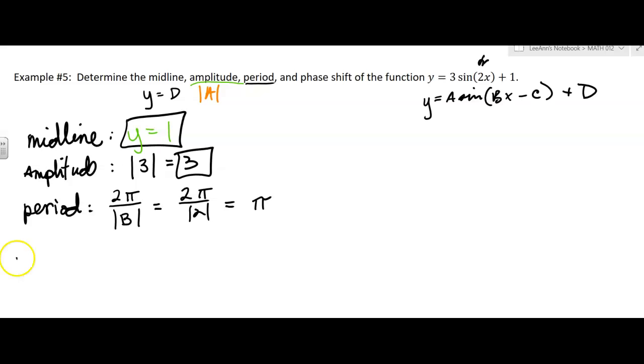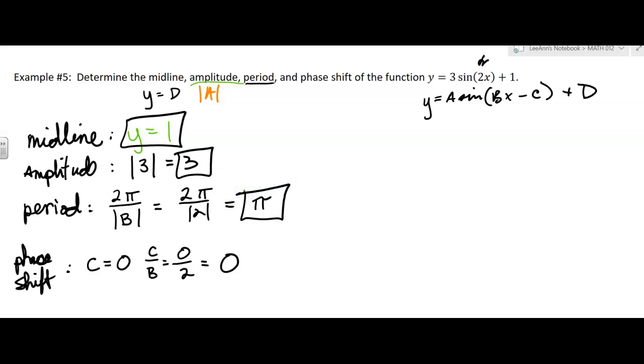The phase shift. Well, C is equal to 0 in this case. So C over B would be 0 over 2, which is just going to be 0. So there won't be a phase shift here. Okay? So that's how you find the different pieces, the midline, the amplitude, the period, and the phase shift.